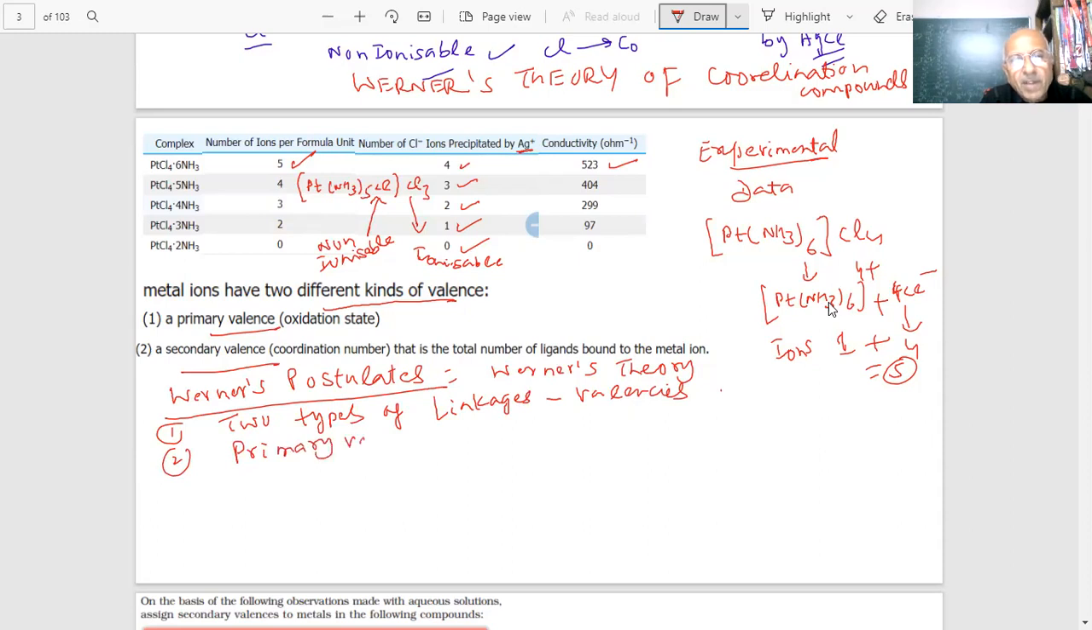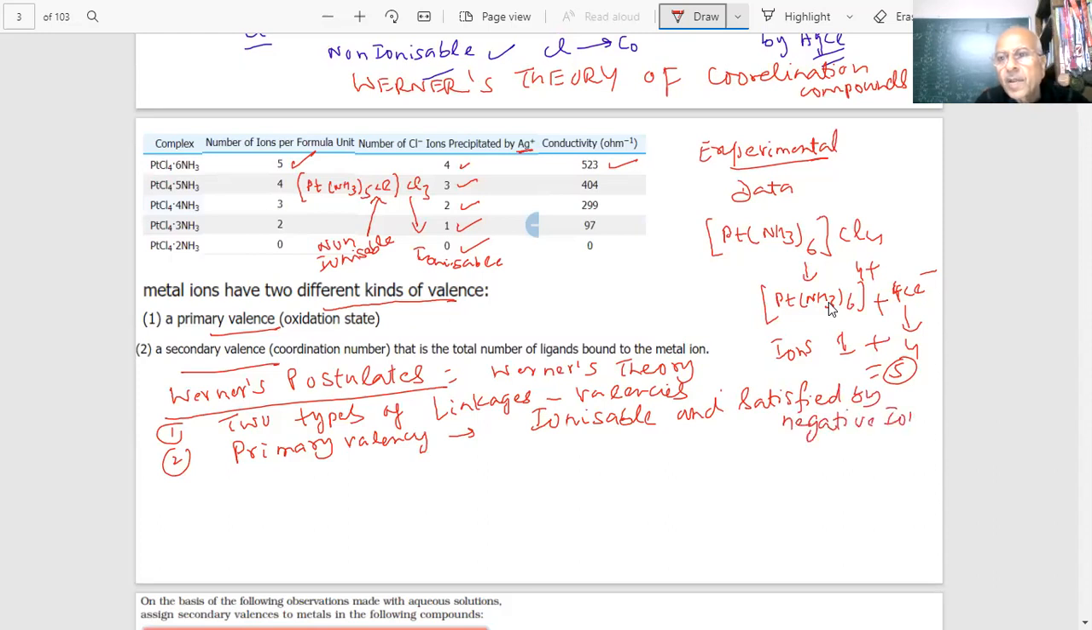One is called the primary valency. Primary valencies are ionizable. Ionizable means that they are ionized. In this case, the primary valencies are ionizable. The primary valency is 4 here, ionizable and satisfied by negative ions.